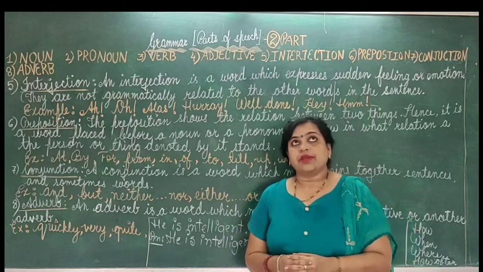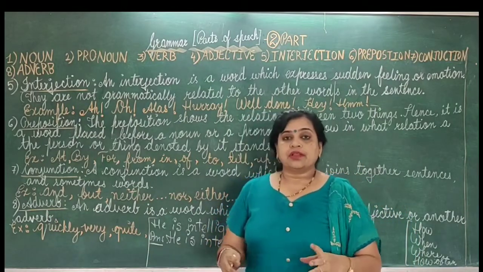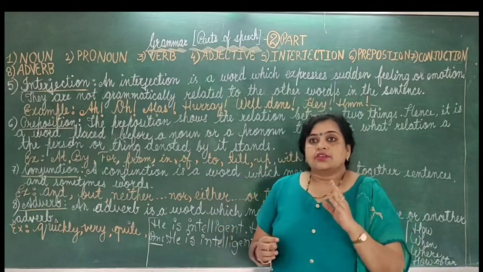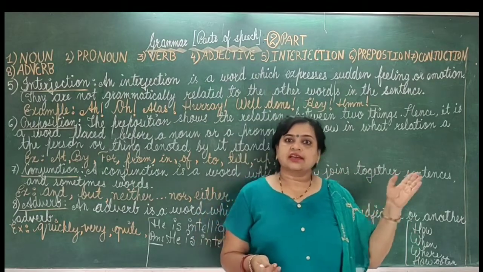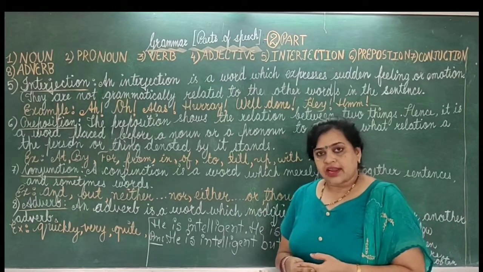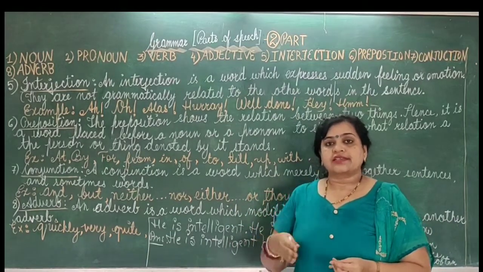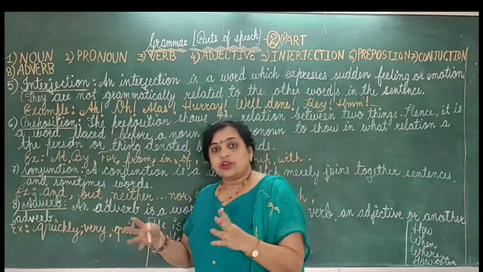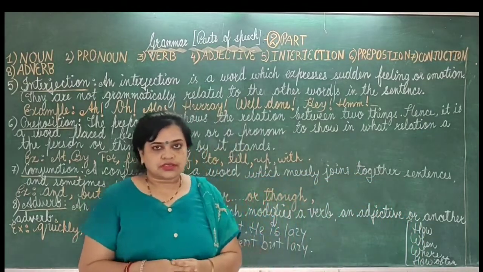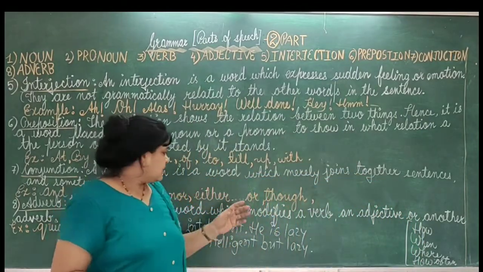Another example. Let me use some other kind of example. That she likes milk. She doesn't like curd. So how can we write like this? That she likes milk but not curd. Or but not other milk products. She may not be liking.